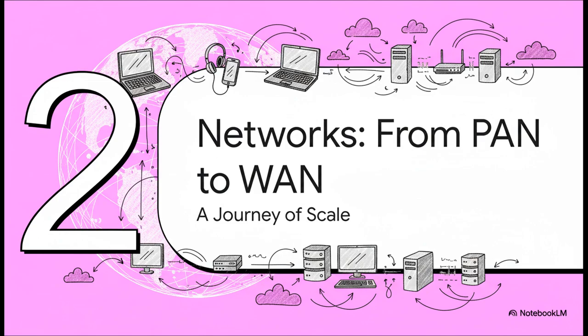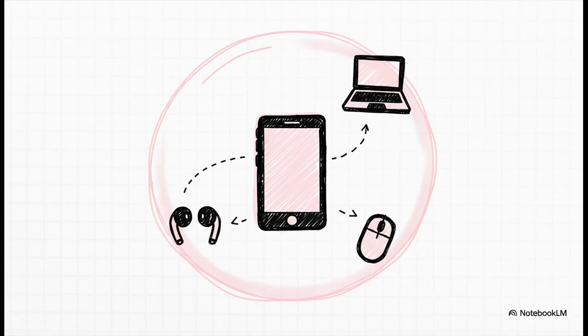Okay, so now that we get the basic idea, let's see how this thing scales. I mean, how we go from the stuff on your desk to a system that literally covers the entire globe. We're going to start small. Really small. We're talking about the Personal Area Network, or PAN. This is basically your personal tech bubble. Think about your smartphone connecting to your wireless earbuds, or your laptop talking to a wireless mouse. It's close range, it's personal, that's a PAN.